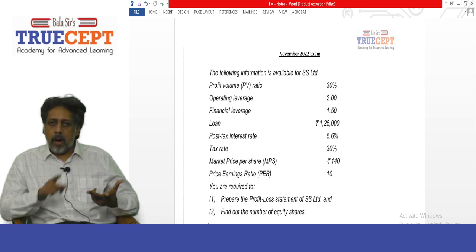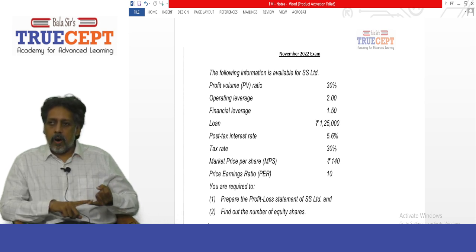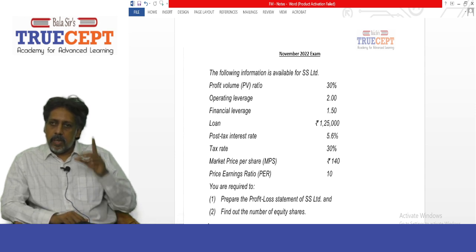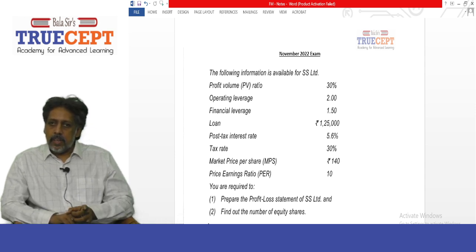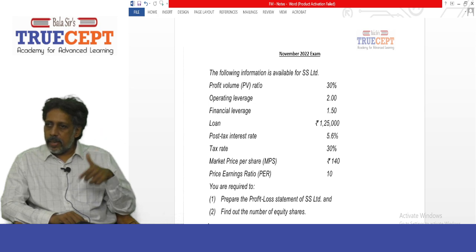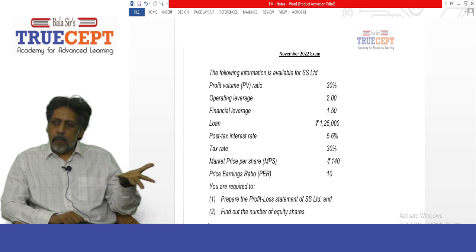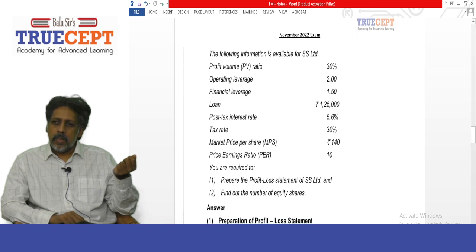They have given the operating leverage, or you can say DOL, as 2 times. Next. Then financial leverage 1.5. So DFL or FL is 1.5 times. Then loan 1,25,000 rupees. So your company has borrowed rupees 1,25,000. That's the loan amount. Yes. Then post-tax interest rate 5.6%.